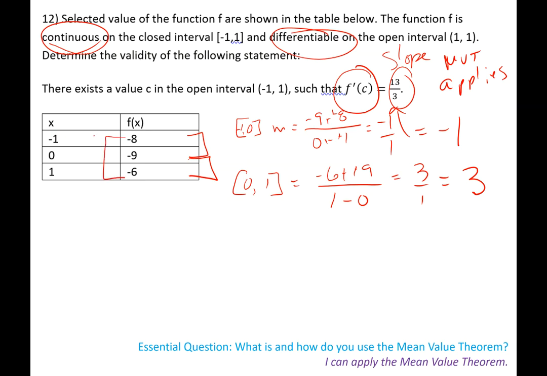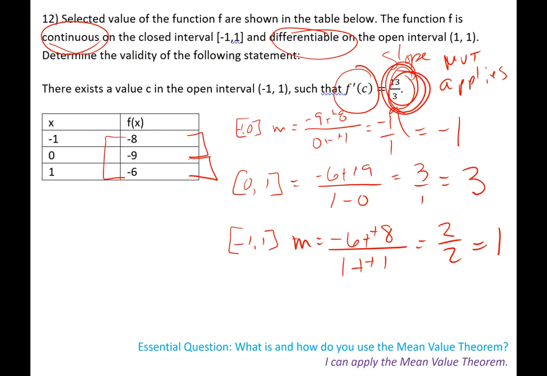There's another set that we can look at: the first point to the last point, looking at the slope there, from -1 to 1. My slope there with my y values would be -6 minus -8 over 1 minus -1. All the double negatives go positive, so we've got 2 over 2, which equals 1. At no time did it equal 13/3.